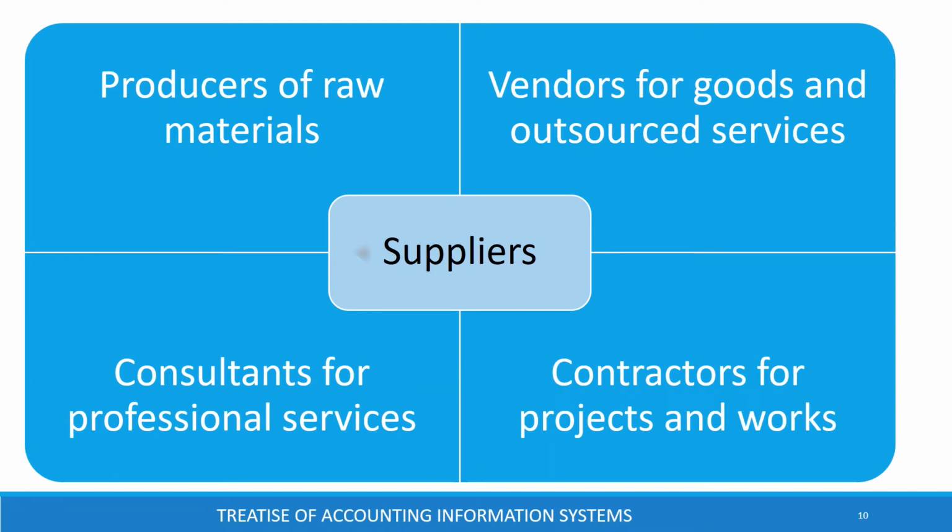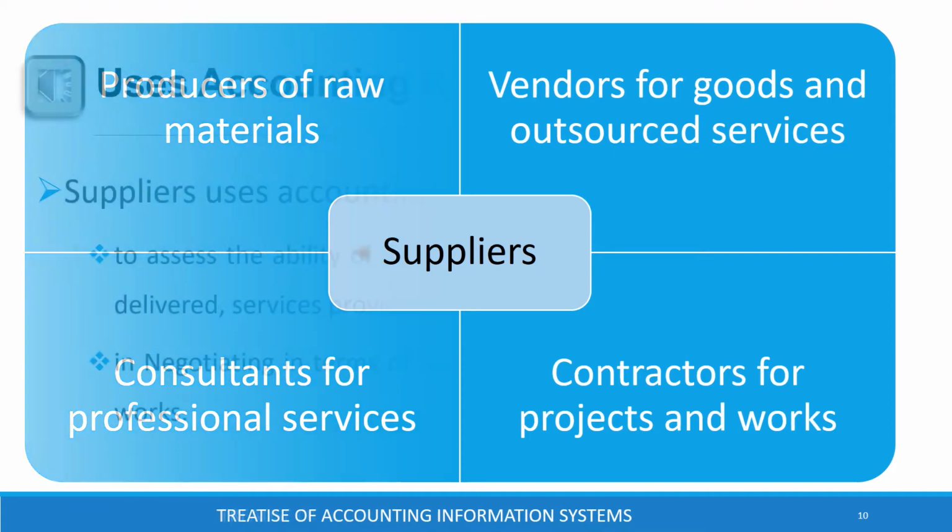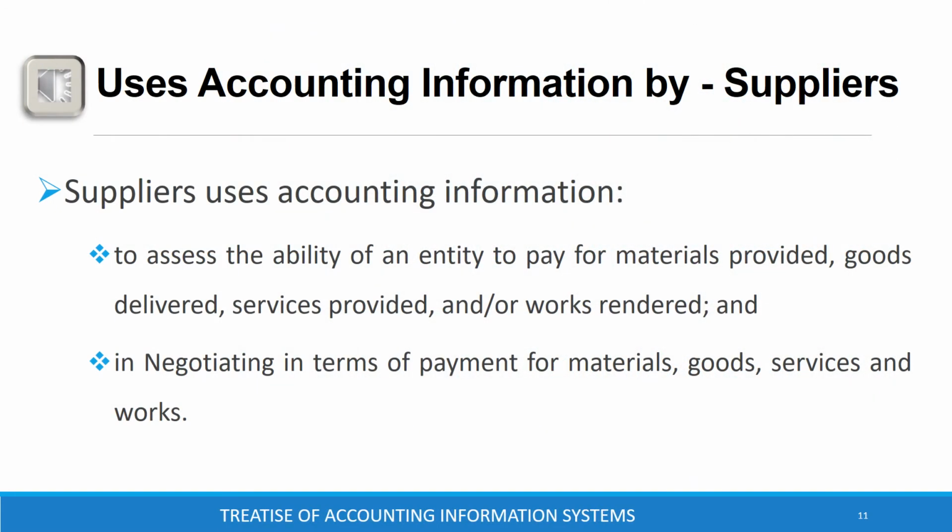The fourth category of users of accounting information are the suppliers. Suppliers comprise producers of raw materials, vendors for goods and outsourced services, consultants for professional services, and contractors for projects and works. Suppliers use accounting information to assess the ability of an entity to pay for materials provided, goods delivered, services provided, or works rendered. Suppliers also use accounting information to negotiate for better terms of payment.